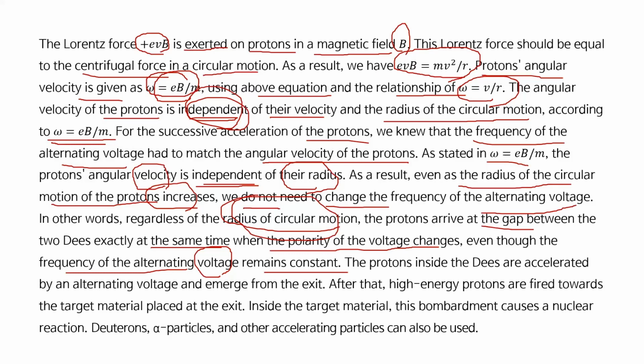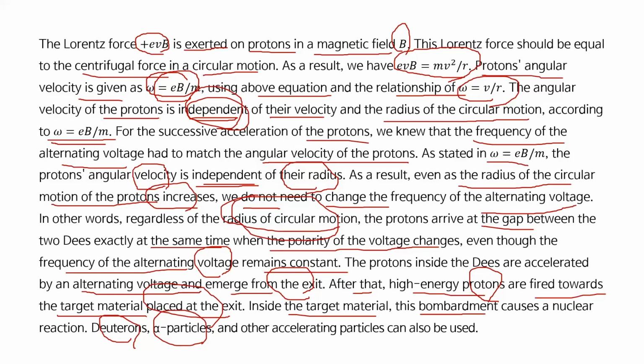The protons inside are accelerated by the alternating voltage and emerge from the exit. After that, high-energy protons are fired towards the target material placed at the exit. Inside the target material, this bombardment causes a nuclear reaction, so you can have the radionuclide. Besides protons, deuterons, alpha particles, and other particles can be used for acceleration.